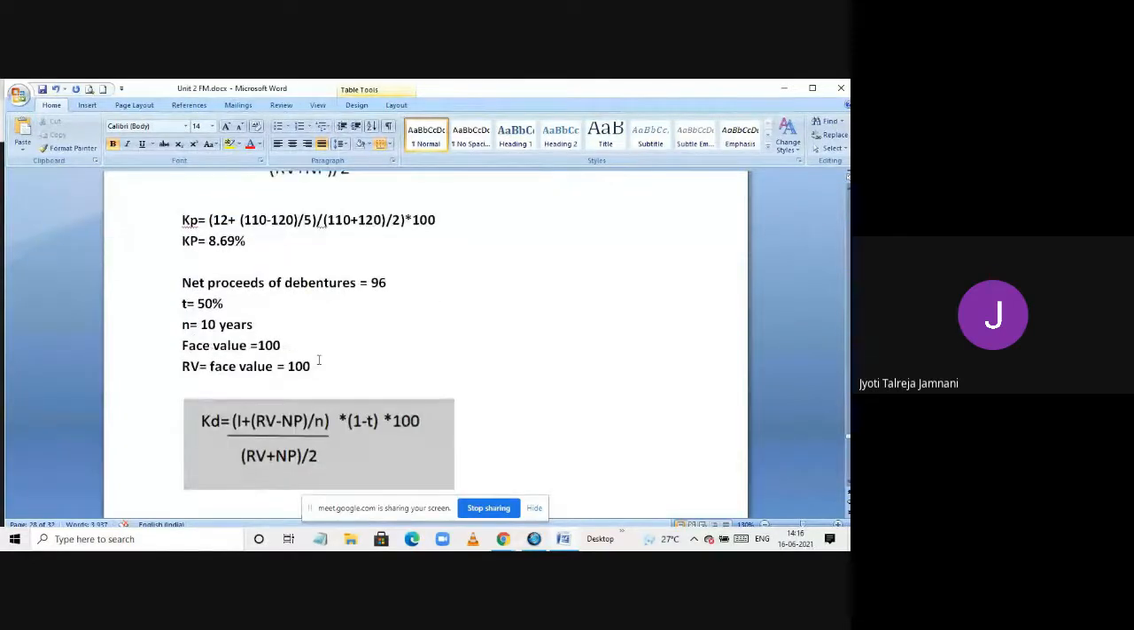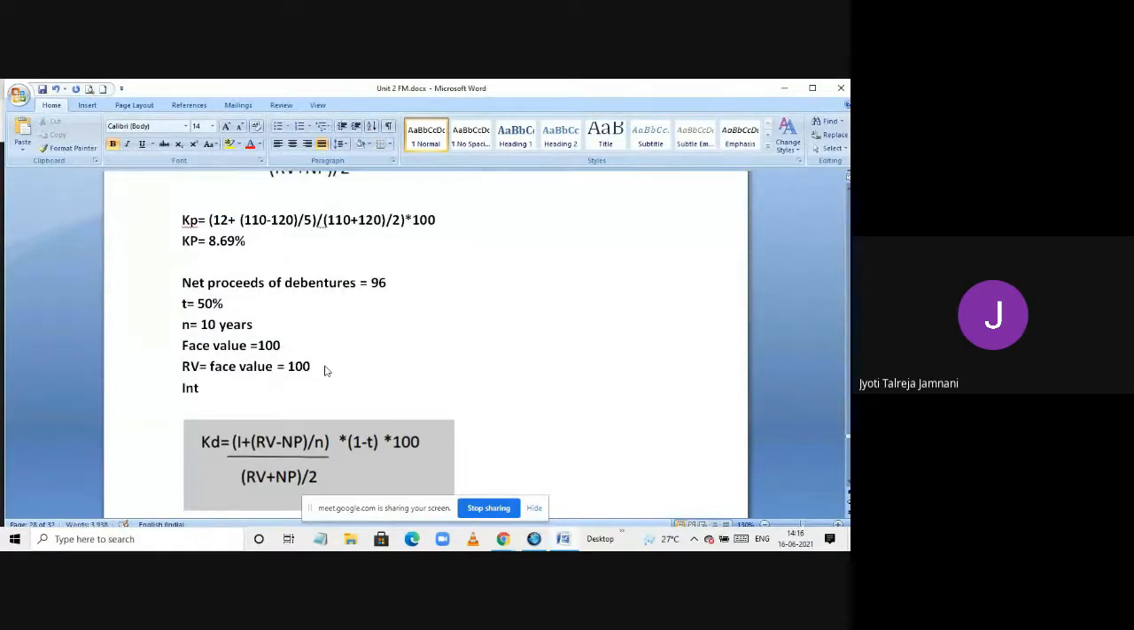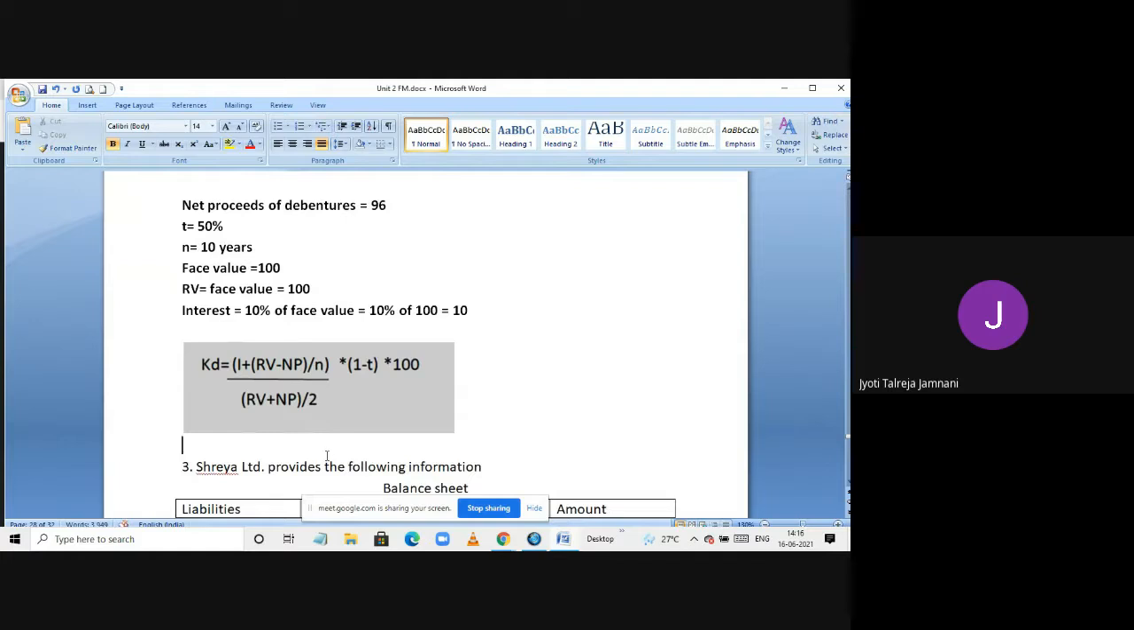So here we'll write interest is equal to 10% of face value, which is equal to 10% of 100, which is 10 rupees. So now we have all the details. We can put it KD is equals to interest 10 rupees plus RV minus NP. RV is 100 minus NP is 96 divided by N. N is 10 years.